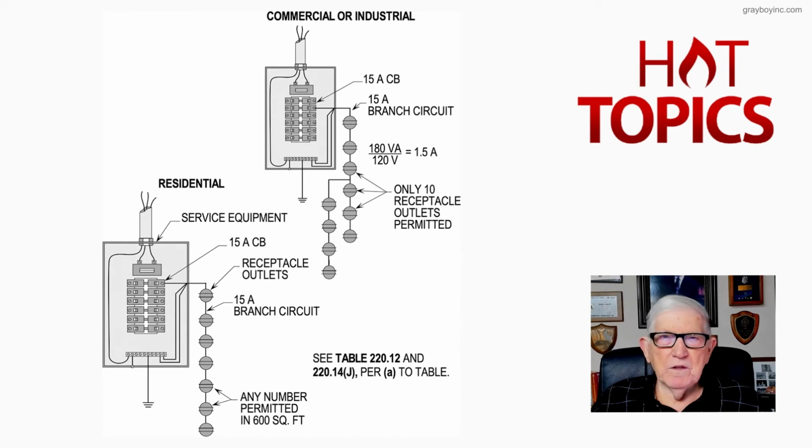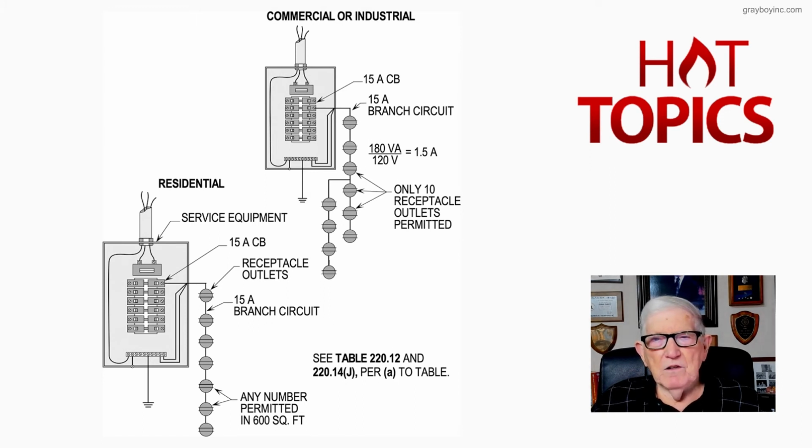Now let's review this figure 10-5A, and notice to the right, top of the illustration, we pick up commercial or industrial. We have a 15 amp circuit breaker. It could be 20 amp, but we're just using 15 for the illustration. A 15 amp branch circuit.